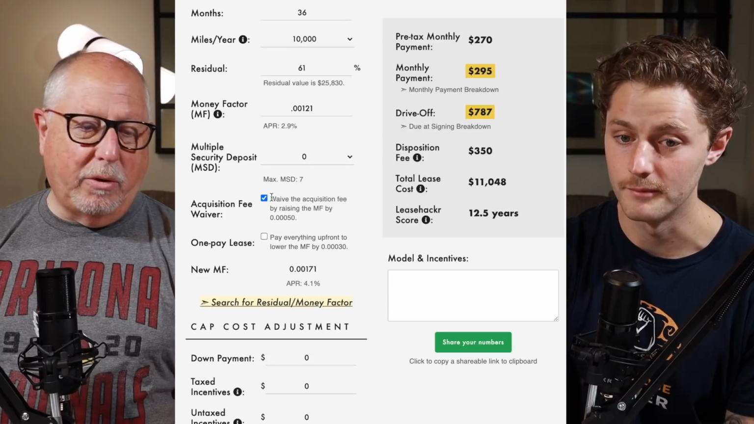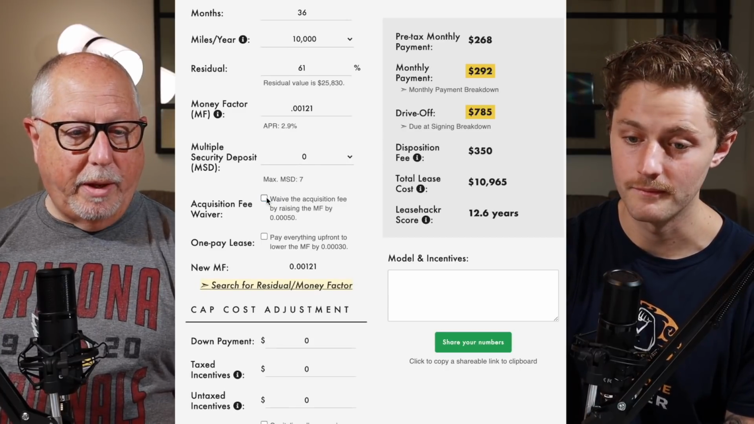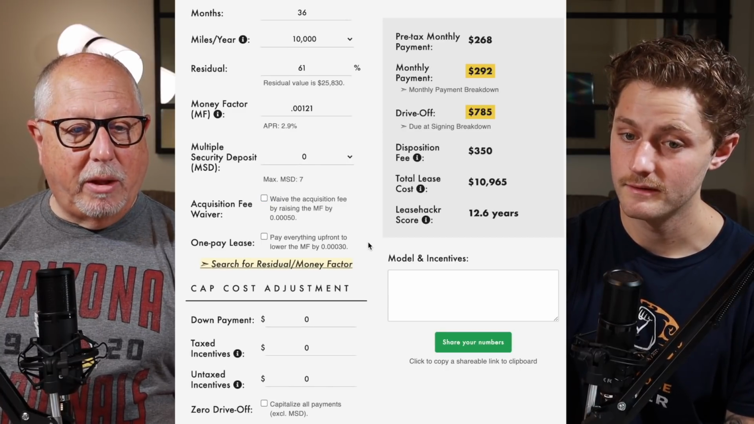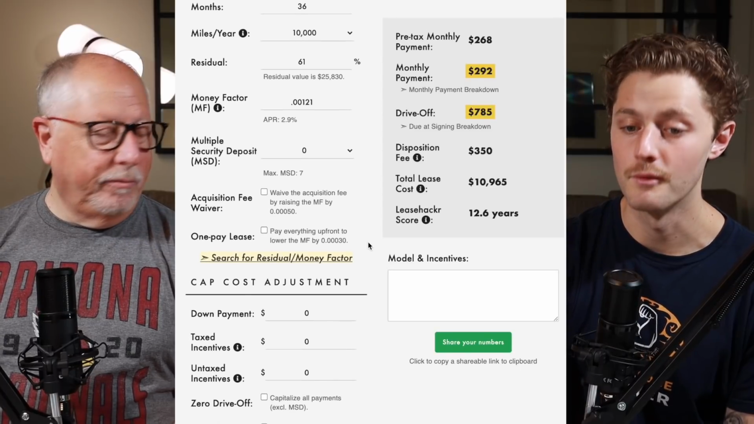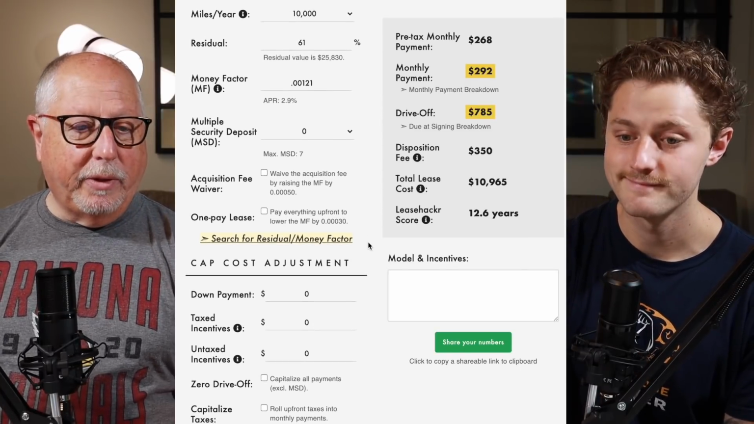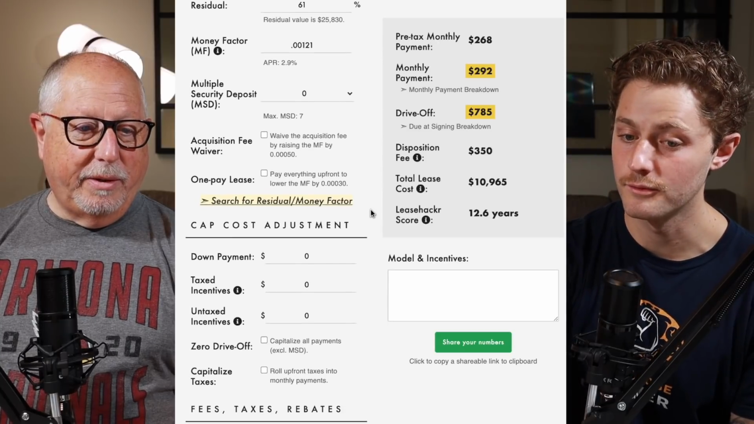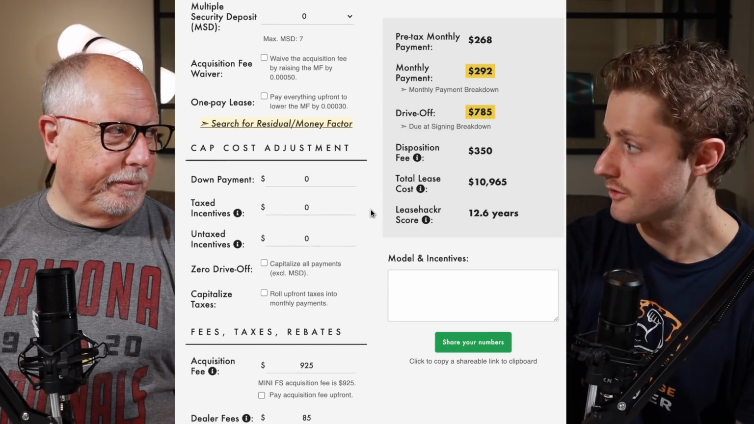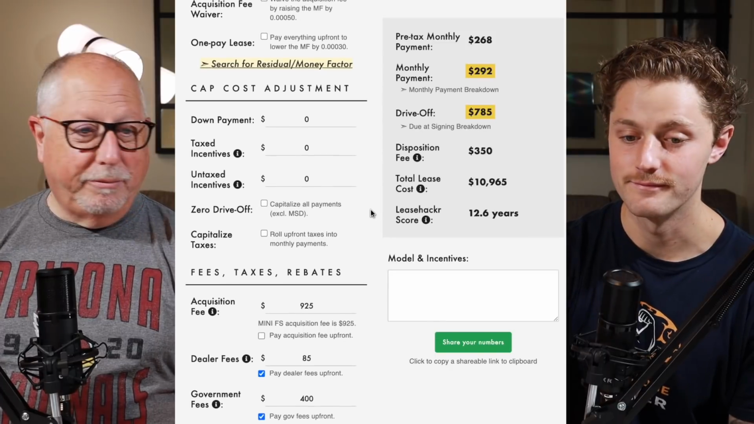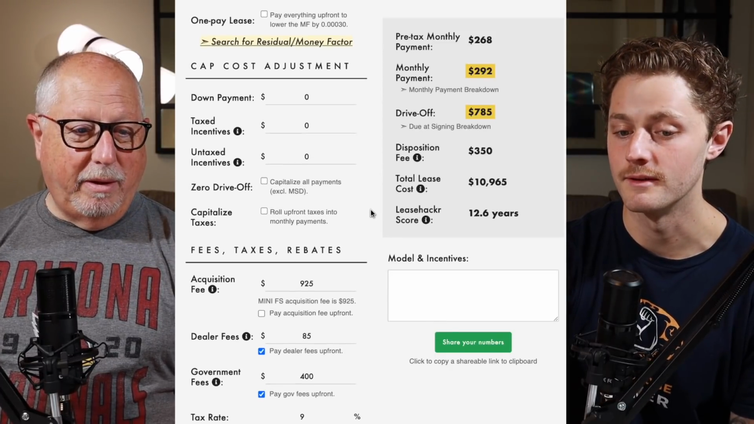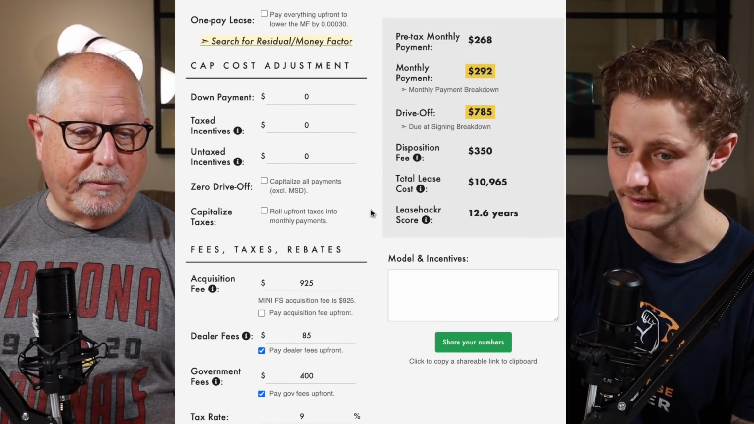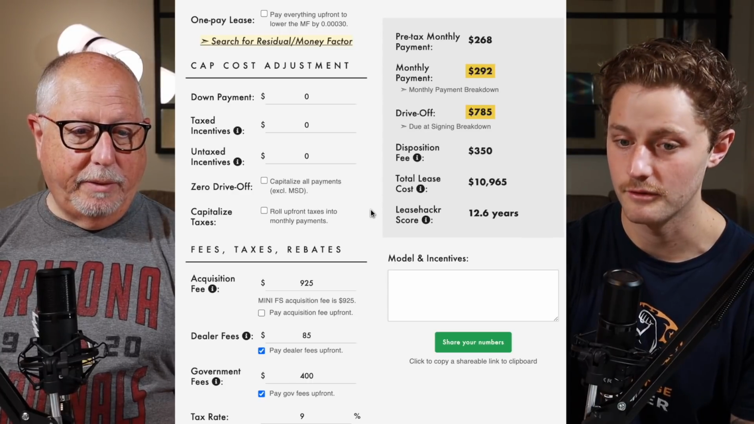Don't worry about it. One pay lease, no. Down payment. Did you see how they lower the money factor if you do a one pay lease? Yeah, because they get all their money up front and there's less risk for the bank. No down payment. Taxed incentives would be cashback offers, loyalty cash, bonus cash. Untaxed incentives would be if you're in a state where those are not taxed. Manufacturer and dealer cash: zero rebate.